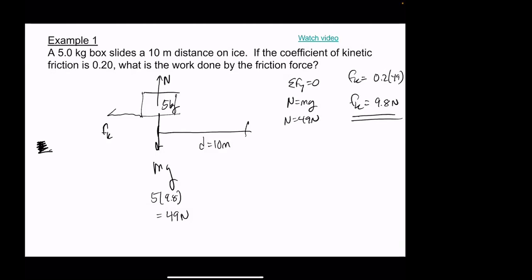So work equals Fk d. Now we don't have a cosine theta here because it's 0. Cosine of 0 is 1. So work equals 9.8 times 10, 98 newtons. Now the numbers make that problem pretty easy, but that's how it's done.